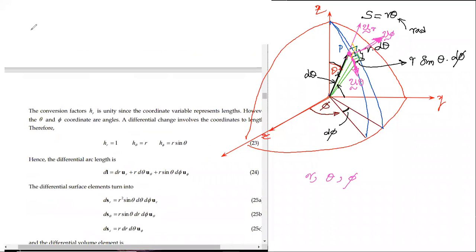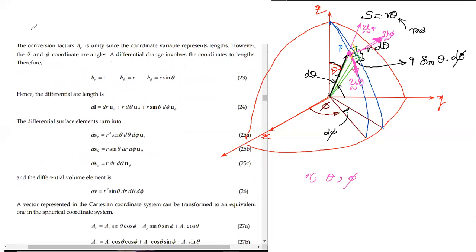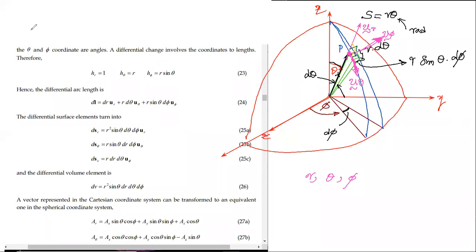So write down this figure, then you can get some idea. As you know, this R is a length. R is a length. Therefore, the conversion factor for this parameter, H1, becomes 1.